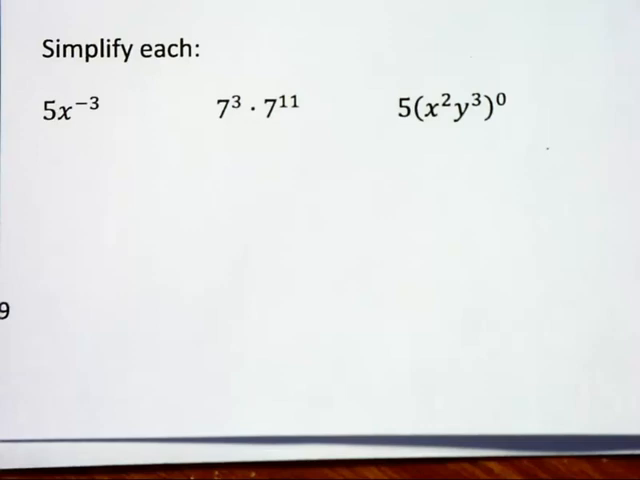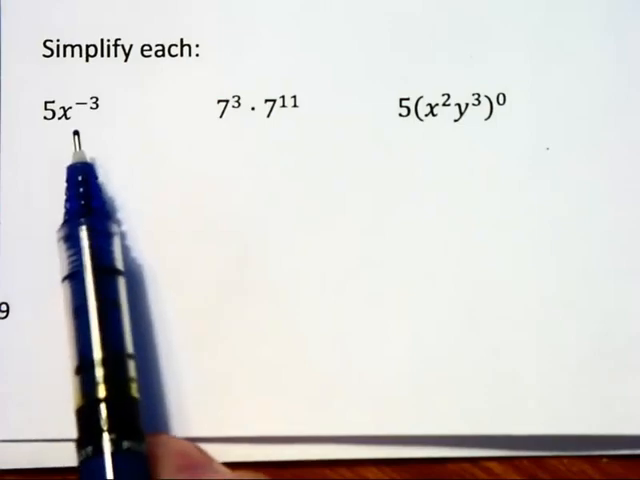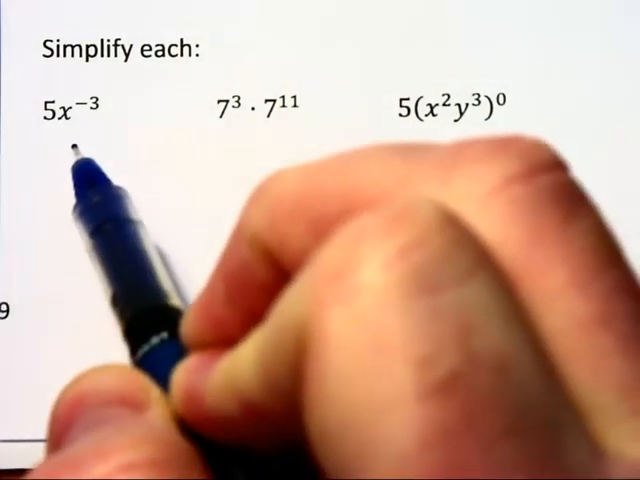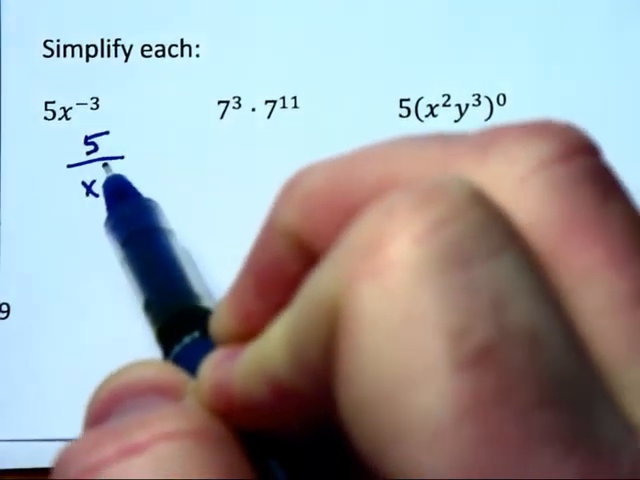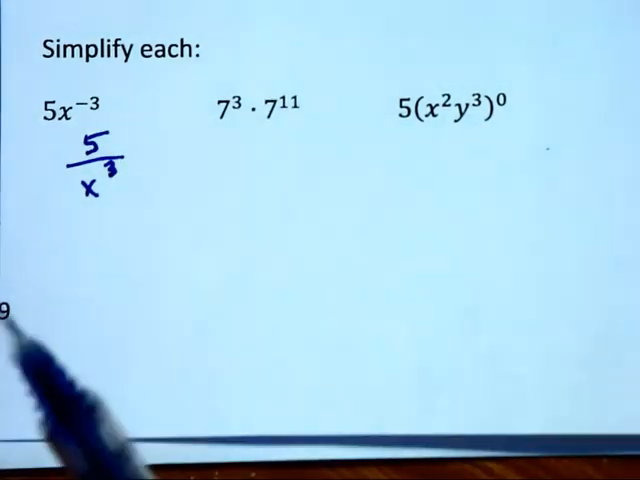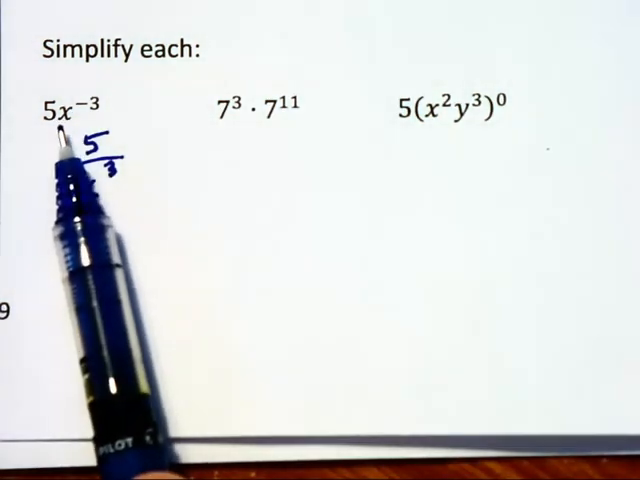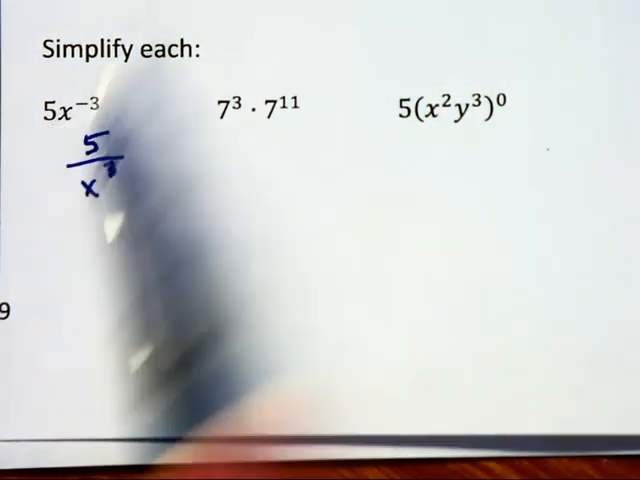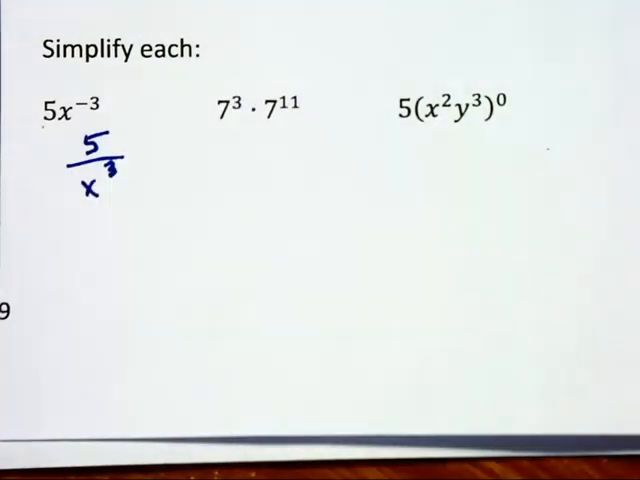I'd like to finish off this review with 3 short and somewhat simple questions, but they're questions that are very commonly missed. In this first problem here, 5x to the -3rd, it simplifies as 5 over x to the positive 3rd power. Recall that a negative exponent, or any exponent, only goes with a variable that's directly next to it, and that negative 3 does not apply to the 5. Only the x portion of the variable term goes down to the denominator.